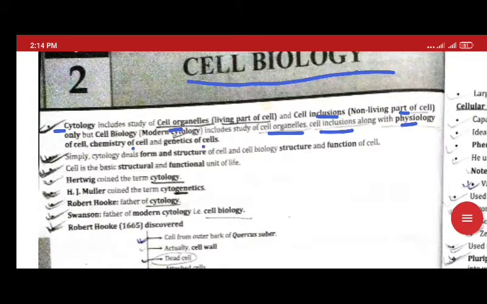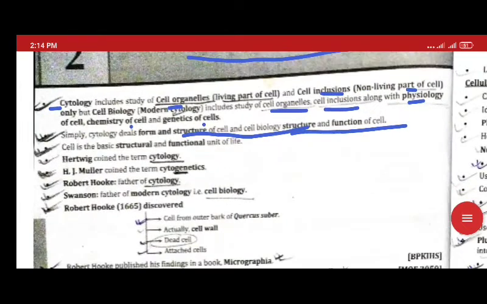So mainly cytology deals with the structure and function of the cell. Cell is the structural and functional unit of life. This is a basic definition we learn from childhood.